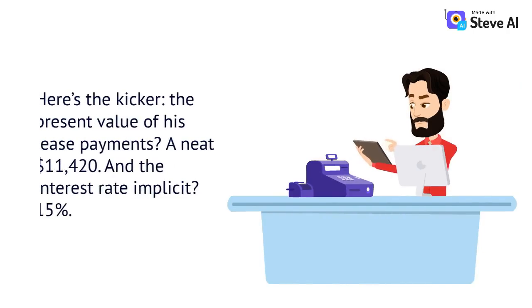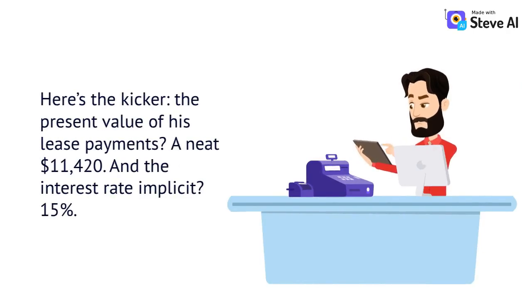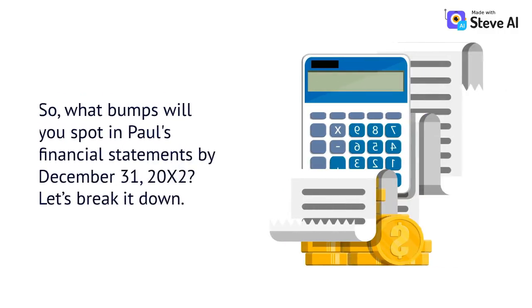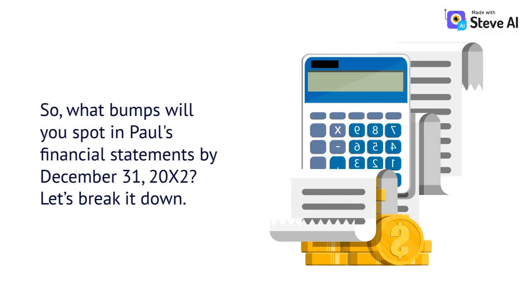Here's the kicker. The present value of his lease payments? A neat $11,420. And the interest rate implicit? 15%. So, what bumps will you spot in Paul's financial statements by December 31st, 20X2? Let's break it down.